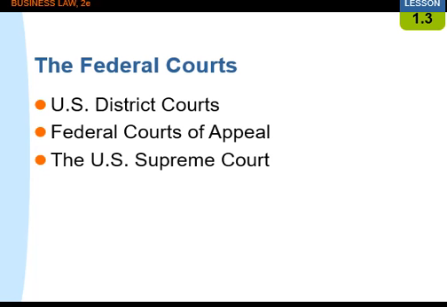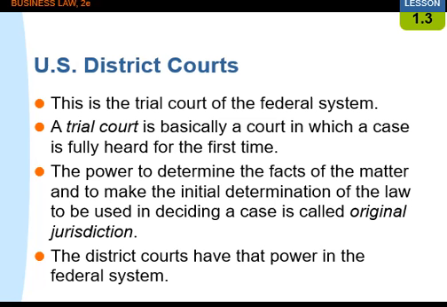The federal courts: U.S. District Courts, Federal Courts of Appeal, the U.S. Supreme Court. At the lowest level of federal courts with general jurisdiction is the U.S. District Court. This is the trial court of the federal system. A trial court is basically a court in which a case is fully heard for the first time.